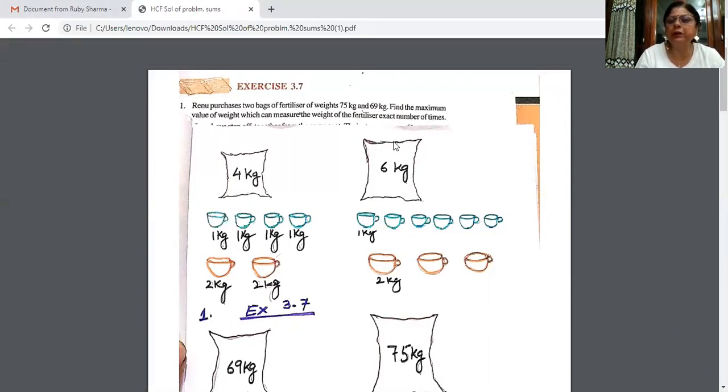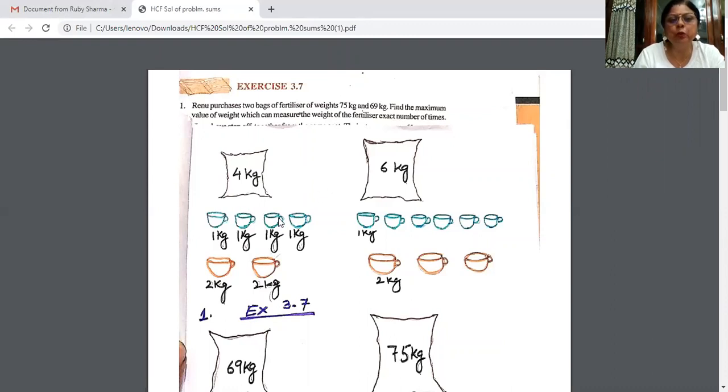Now the question remains the same. You have to find the maximum value of weight. That means the maximum capacity of a container, so that it will measure the weight of the fertilizer exact number of times. That means it will measure this also exact number of times, this also exact number of times. What do you mean by exact number of times?